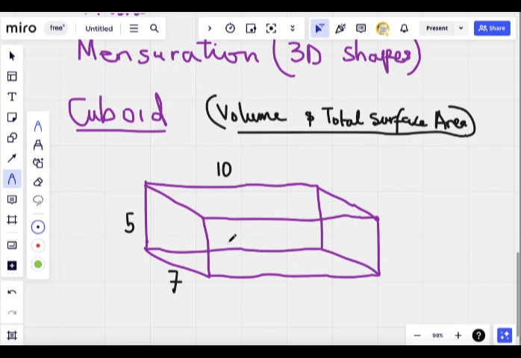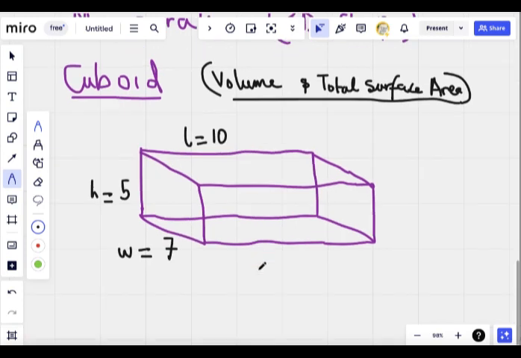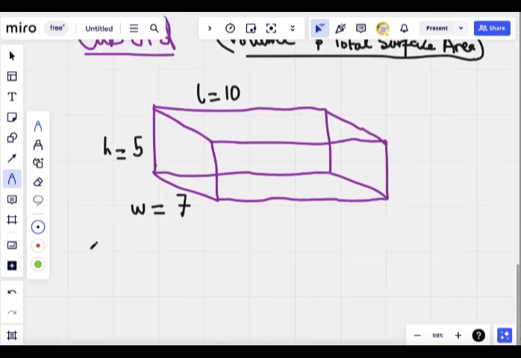So volume, as it were, is length times width times height. If this is the length, L, equals 10 centimeter or 10 whatever, and this is the height, H, equal to 5, and this is the width, the width is equal to 7. So we have all of these sides of a cuboid given to us. Now, question number 1, A, says calculate the volume of the cuboid.